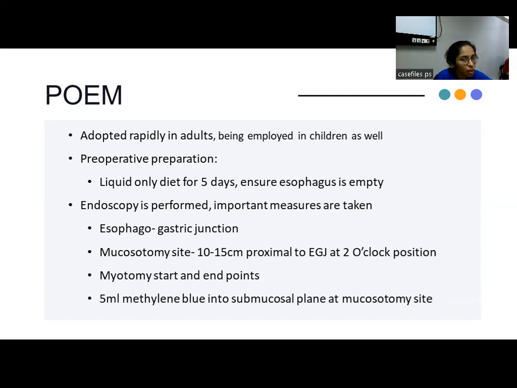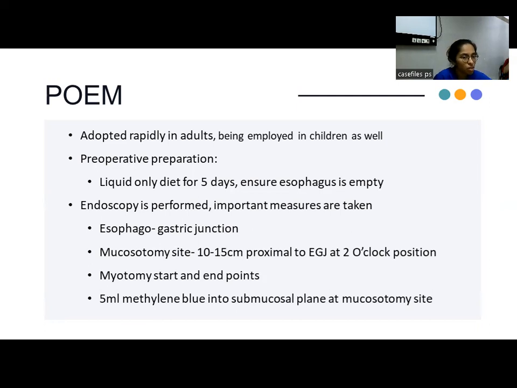This has been rapidly adopted in adults and is being employed in children as well in recent times. Here we do the endoscopy and do the myotomy of the circular muscles endoscopically. The endoscopy will be performed initially, and the important measures will be taken: the esophagogastric junction will be identified, the mucosotomy site will be identified, and the myotomy start and end points will be marked.